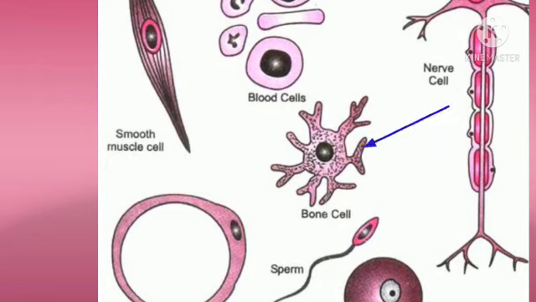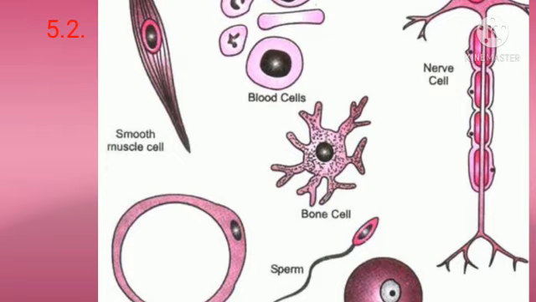Look at this picture. One is a bone cell, the other one is a nerve cell, and the spindle shaped one is a muscle cell. Different cells perform different functions. That is the reason their shapes and sizes are varied.